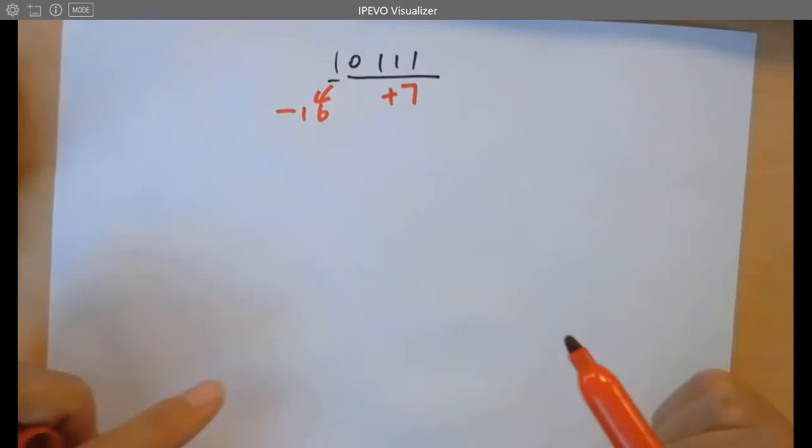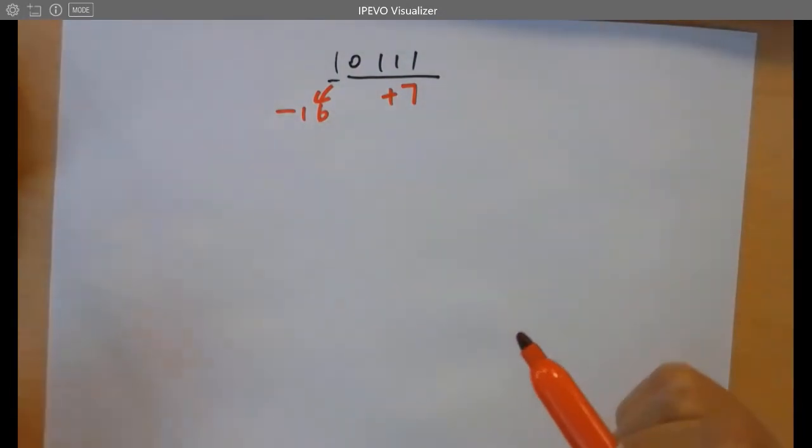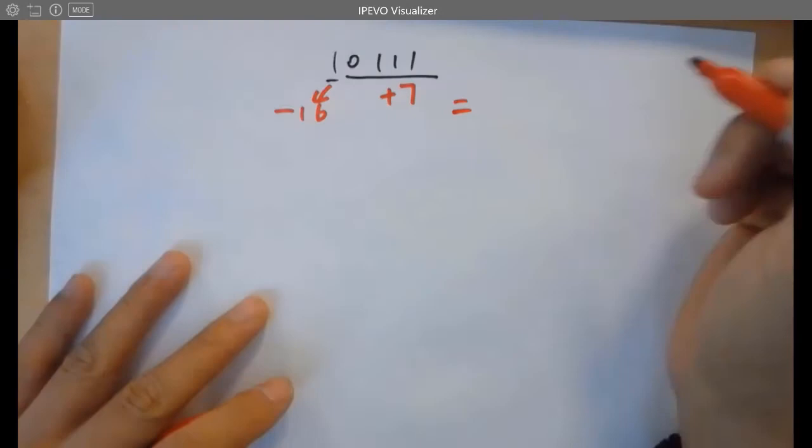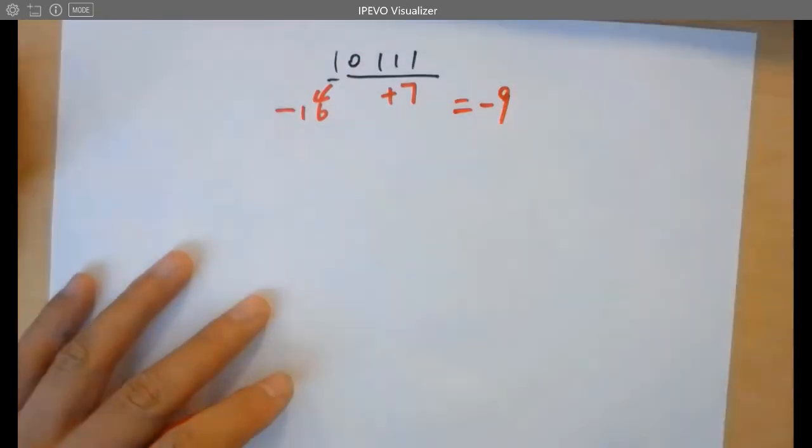What is this? Minus 16 plus 7. What is that? Minus 9.